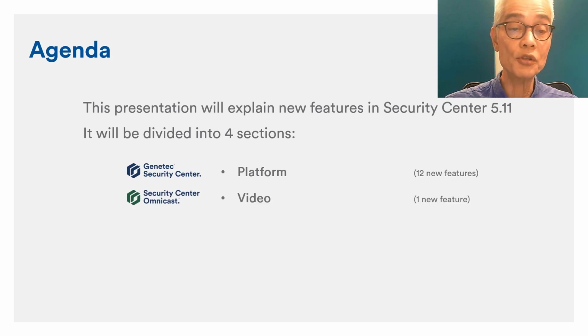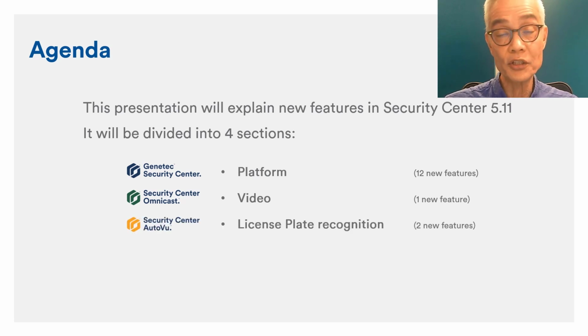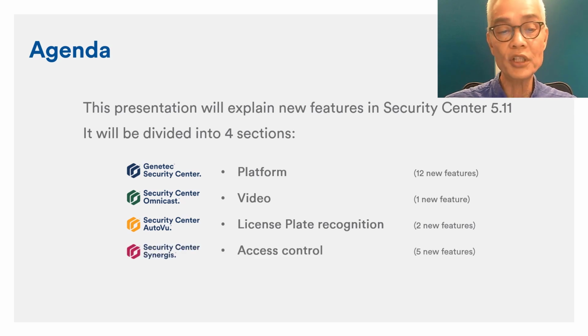Then we'll look at what's new in Security Center Omnicast, or the video module. There's only one new feature to look at there. Followed by what's new in Security Center AutoView, or our automated license plate recognition module, where we'll find 2 new features. And lastly, we'll look at Security Center Synergis, what's new in version 5.11, Synergis being our access control module, where we'll find 5 new features.